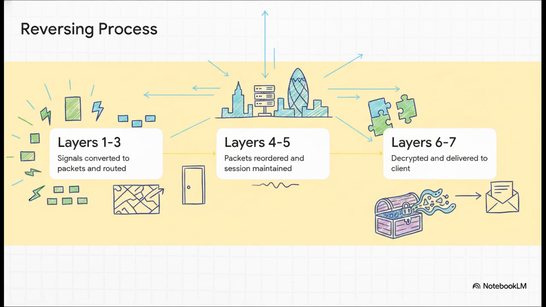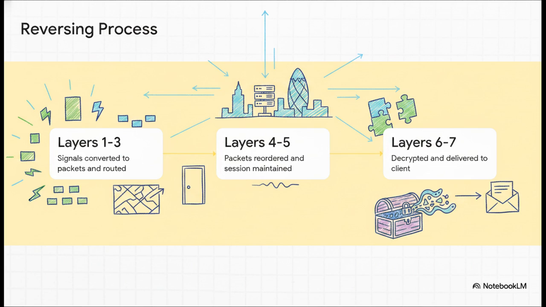And when those flashes of light finally hit the shores of the UK and arrive at the London server, the whole process just runs in reverse. It rapidly climbs up the stack. Layer 1 catches the light signals. Layer 2 checks them for errors. Layer 3 confirms, yep, this is the right IP address.